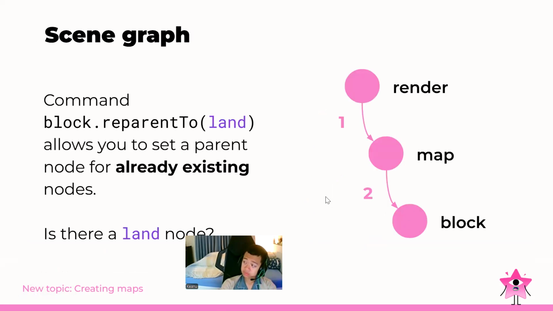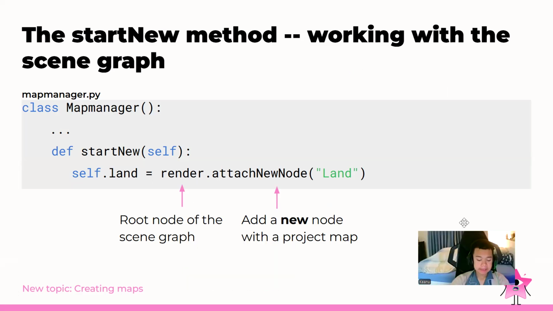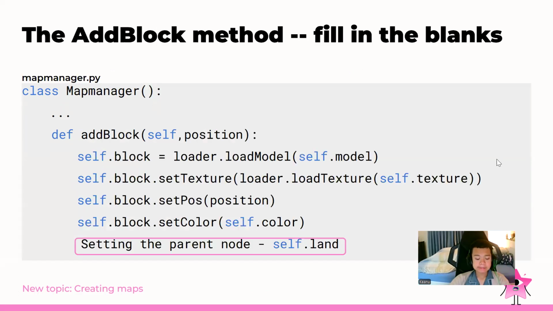So for the command for this one, we can use block.parent2, which is the line, which allows us to set the parent node for an already existing node. So is there a line node? Exactly. So for the start new method, we go for working with the scene graph. We set start new for the function's name. We set the line, we set the render, and also attach new node, which is we set the line for this one, and then the render for the root.